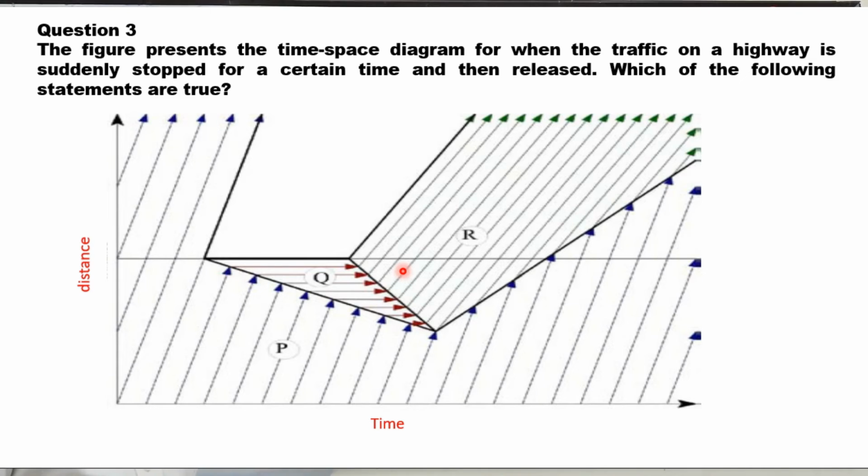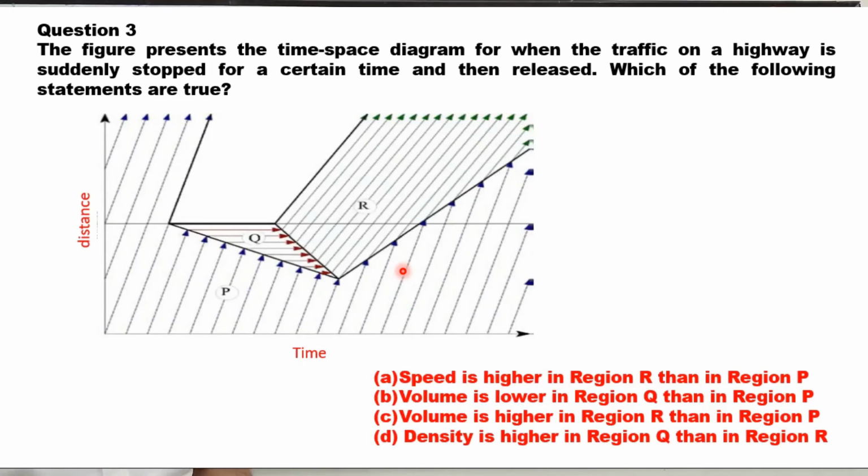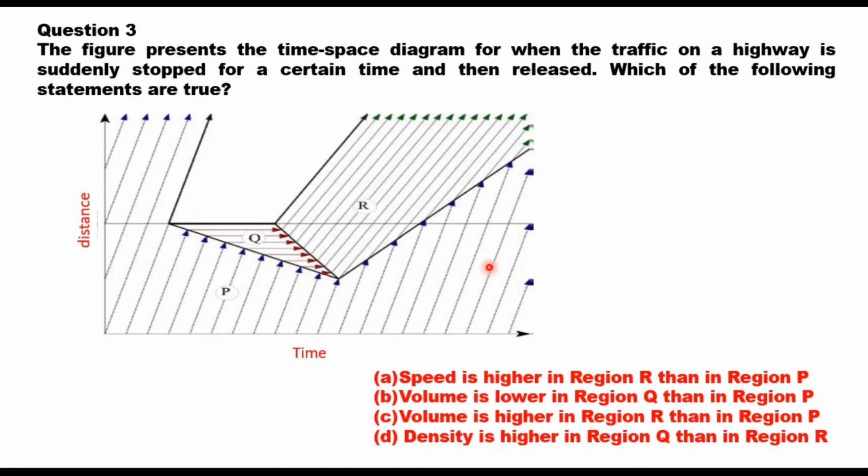So the question is, speed is higher in region R than in region P. See region R, the speed in this figure is given by the slope of each line. And the slope of these lines in region R is much lesser than the slope of the lines in region P. And therefore to say that speed is higher in region R than in region P is not correct. So answer A is not correct.